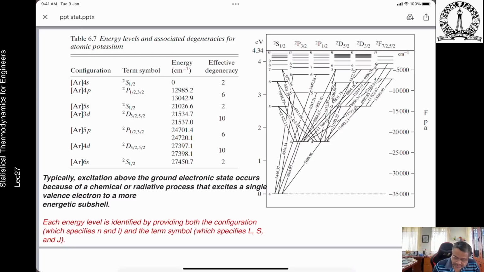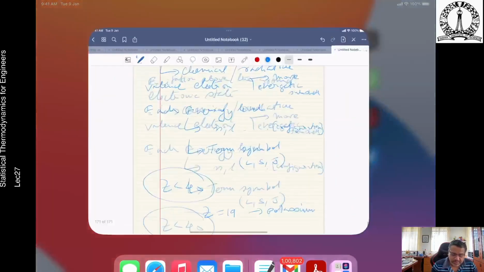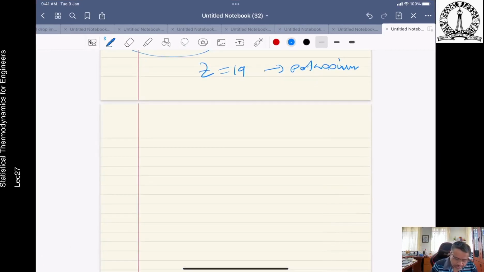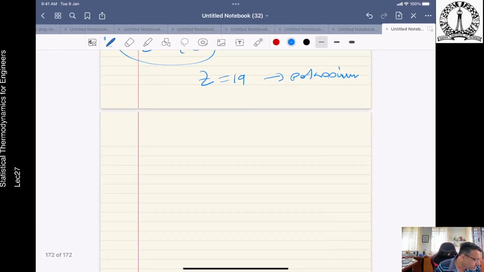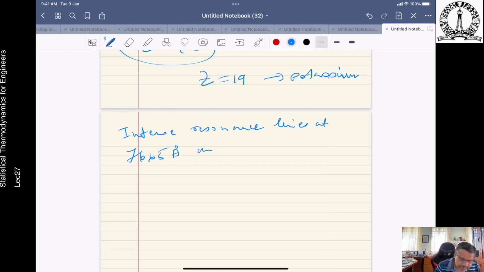So that is an important feature of this particular thing. Okay, so just writing down a few things. You can see intense resonance lines at 7665 angstrom and 7699 angstrom. Even at low potassium concentrations, these lines are available.